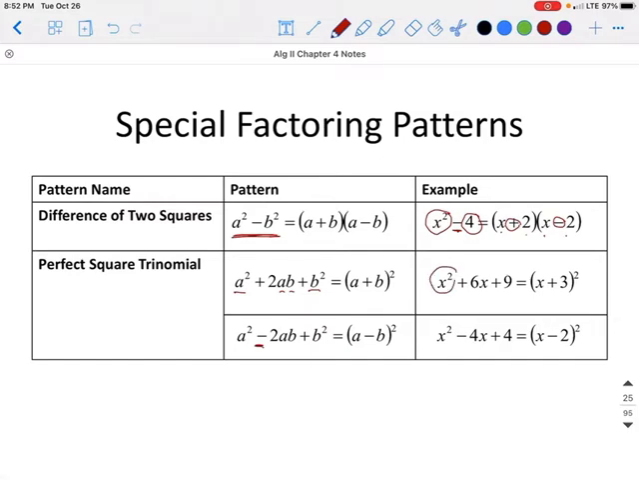So if I take the square root of this, the square root of x squared is x, the square root of 9 is 3. And 2 times a, our a value is x, so 2 times x times 3 does give us 6x. So when we factor this, it will be x plus 3 squared. We can do the same thing if it is subtraction.